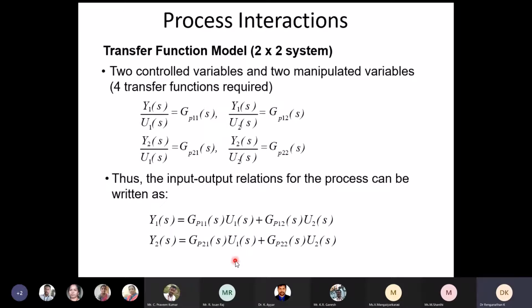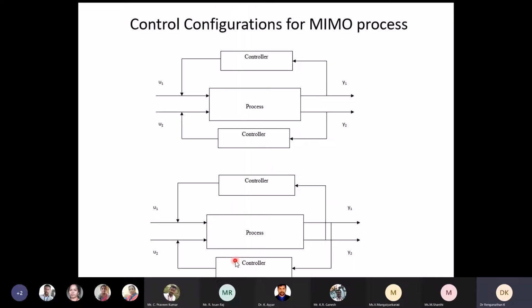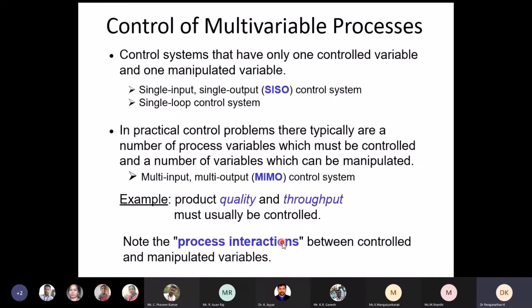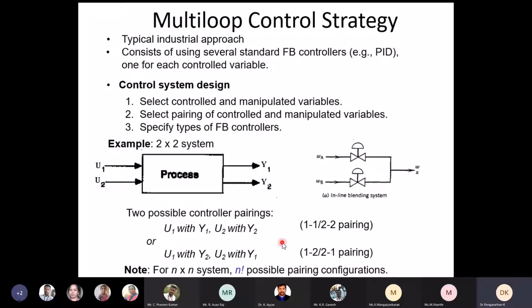So this is what we can see here. Here we can see the U1 Y1, U2 Y2 pairing, and the other pairing, U1 Y2 and U2 Y1. These are the two pairings which we are considering, which we can normally take in terms of any controller pairings.